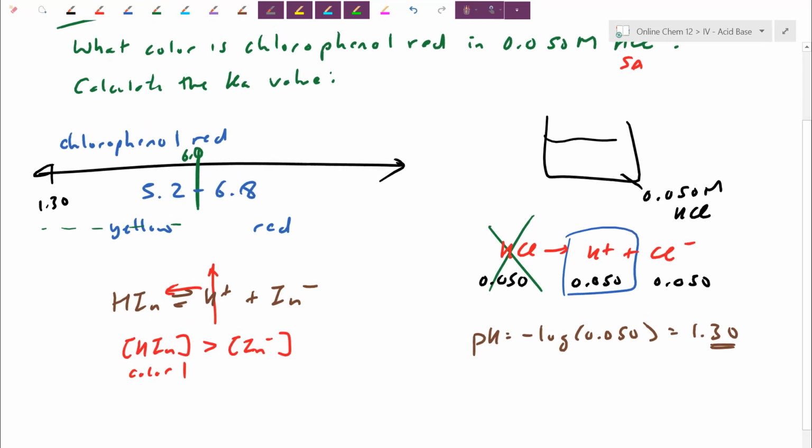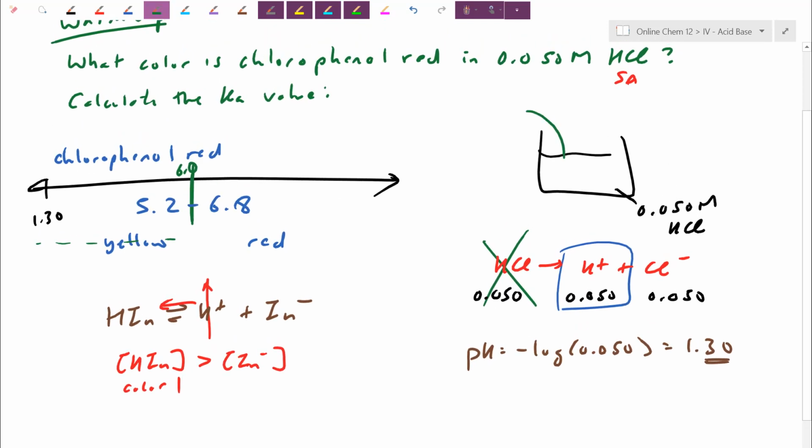So we've answered the question. If I drop a few drops of this chlorophenol red, the chlorophenol red is actually going to show a yellow color because it is currently in the acid form. Right? Then they suddenly ask you, what is the Ka of this indicator? Again, if you know the relationship, it's really easy. If you don't, it's impossible.